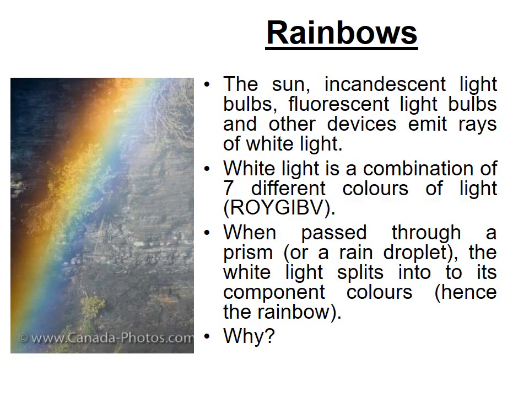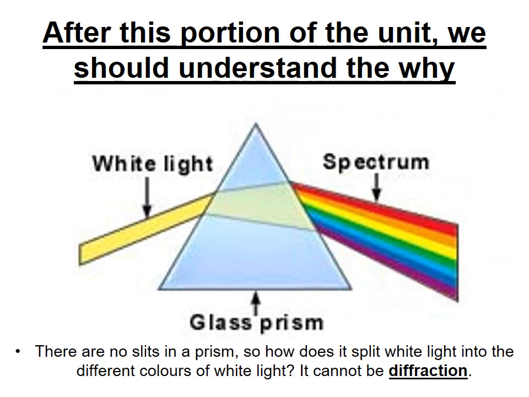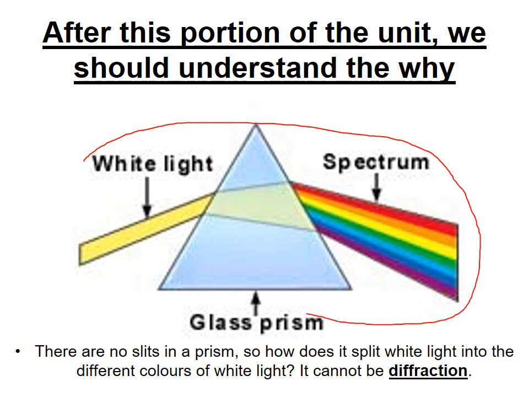Once you completely understand refraction, you'll be able to understand how rainbows form. You'll be able to understand why when light goes through a raindrop or a prism, the white light actually separates into its various colors of the visible spectrum, the ROYGBIV. So by the end of this presentation, you'll be able to understand how refraction plays a role in the formation of rainbows through prisms and through raindrops. It's not diffraction, it's refraction.